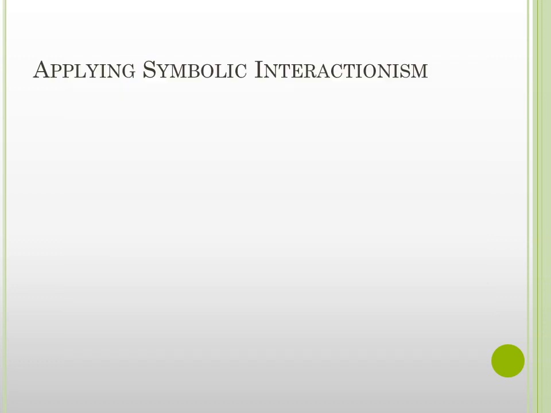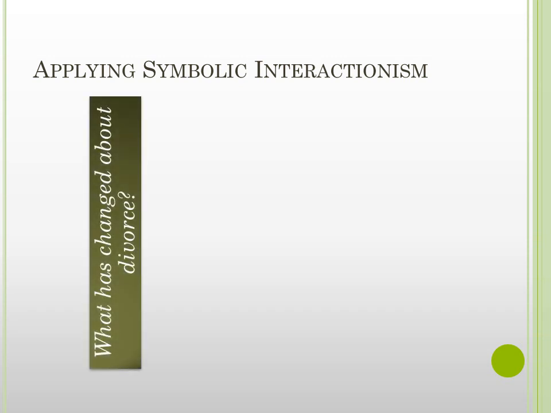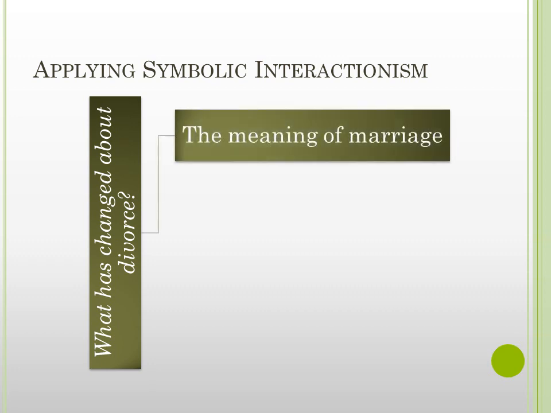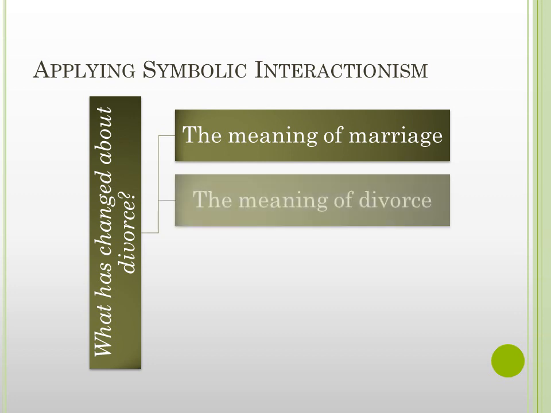And yes, it's that time again. Let's apply symbolic interactionism to divorce and marriage and see how a symbolic interactionist will answer a very similar question. So, what if our question was, what has changed about divorce? Again, if a symbolic interactionist is interested in the meanings that we attach to things and concepts, that's what we're going to look at. So if we're looking at the question again, what has changed about divorce? We might have to first think about, well, has the meaning of marriage changed over time? What about the meaning of divorce?